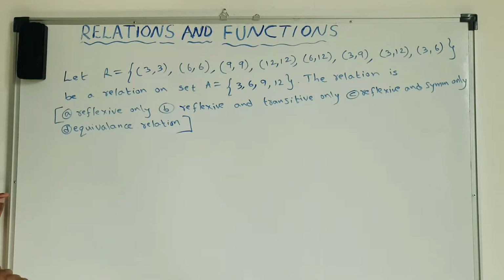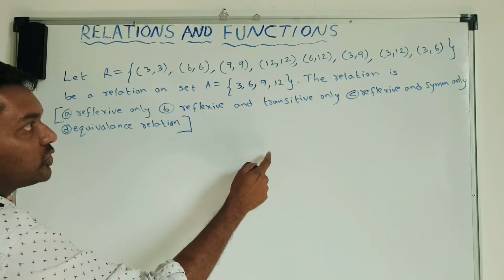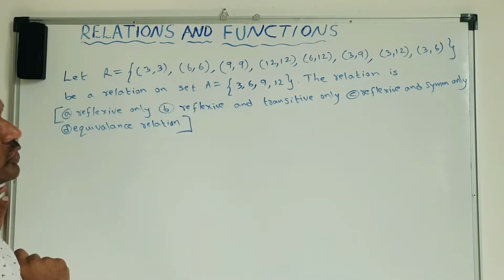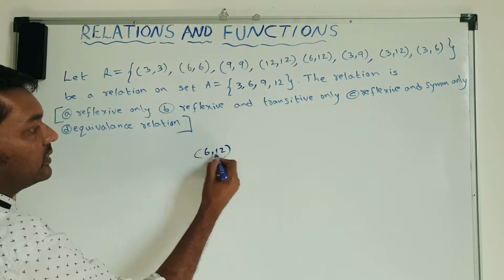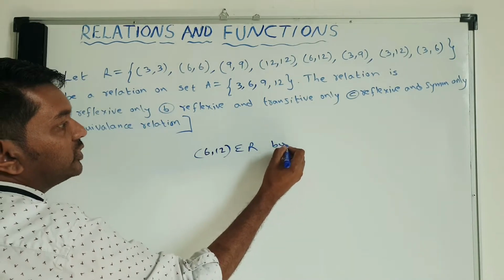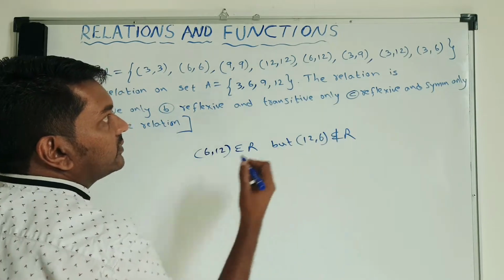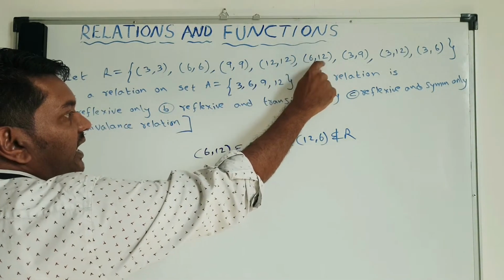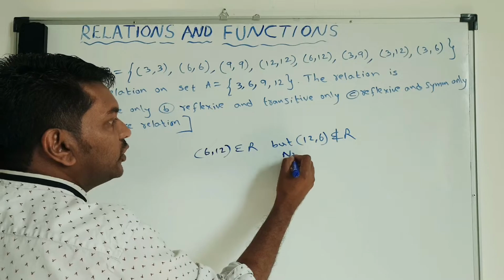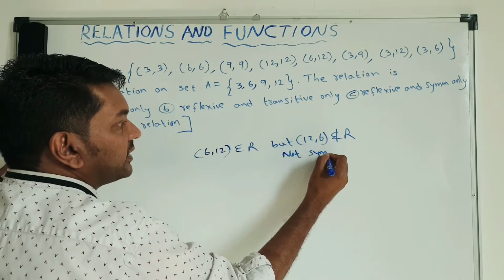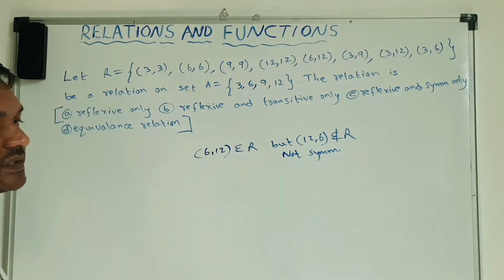Now checking for symmetric. If (a, b) belongs to R, (b, a) should belong to R. So I am checking (6, 12) belongs to R. But (12, 6) is not an element of R. See, (6, 12) is there in this relation, but (12, 6) is not there in this relation. So you can clearly say it is not symmetric. So we got it is a reflexive relation, but it is not a symmetric relation.